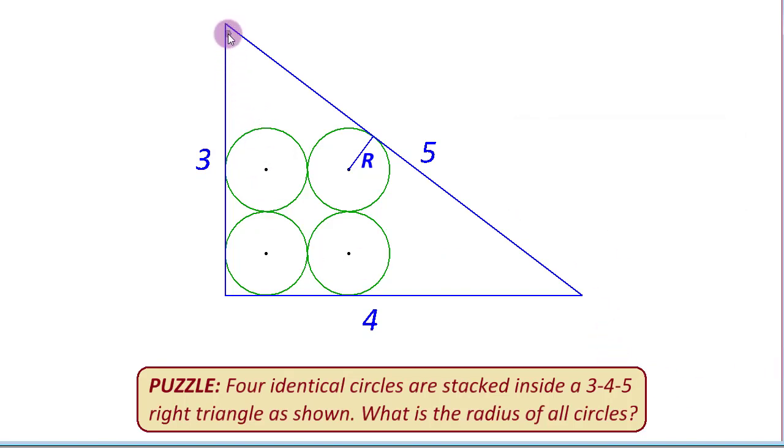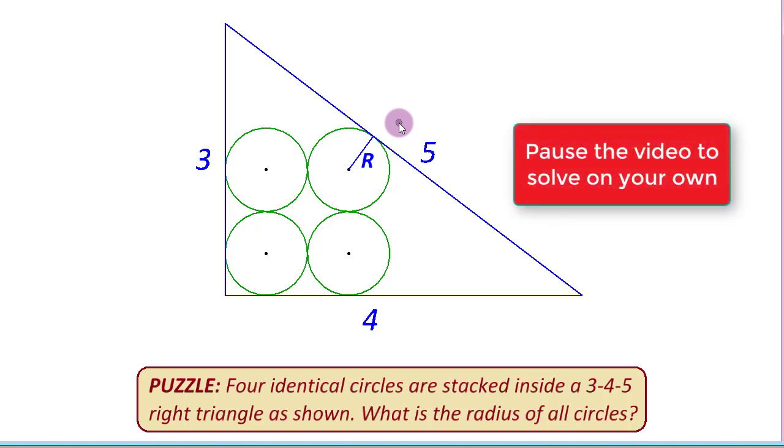The problem is there is a 3, 4, 5 right triangle. In it, there are 4 identical circles packed like this. They are tangential to the base, tangential to the height, and tangential to the hypotenuse as shown. And we are supposed to find the radius of a typical circle here. Okay. So if you want to do this problem on your own, you can pause the video. Otherwise, we'll go ahead and solve it here.